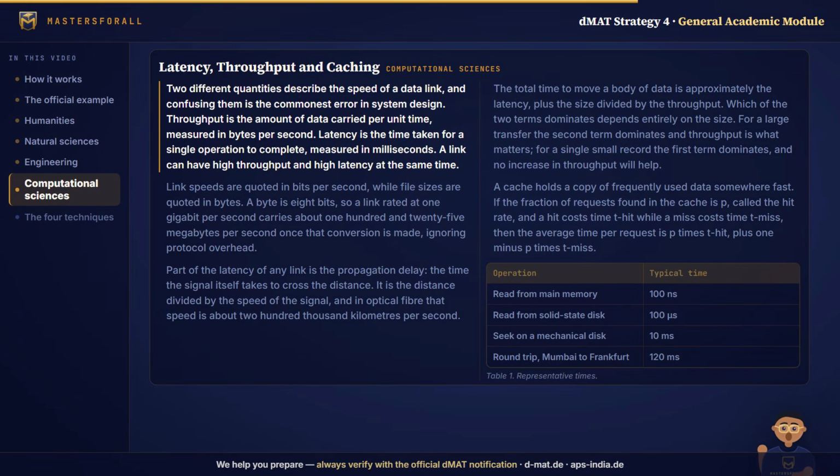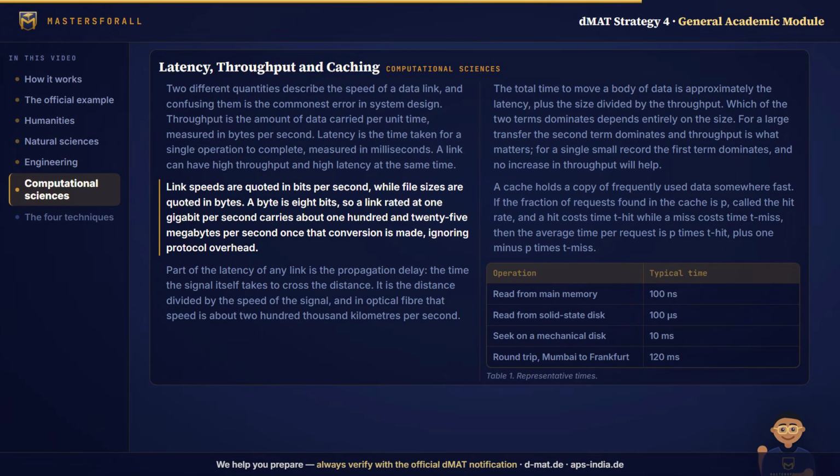Paragraph 1. Throughput is how much data per unit time. Latency is how long one single operation takes. And a link can have high throughput and high latency at the same time. Paragraph 2 is the trap, stated openly. Link speeds are quoted in bits, file sizes in bytes. A byte is 8 bits, so 1 gigabit per second is about 125 megabytes per second.